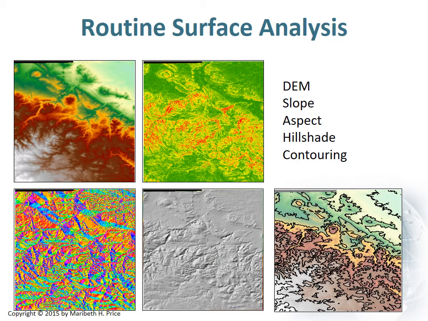So here's some examples of some of the more routine things that we can do with DEMs, creating different kinds of information. The upper left is a raw DEM. Just to the right of that is a slope grid, and below it from left to right would be aspect, a hillshade, and then elevation contour values.